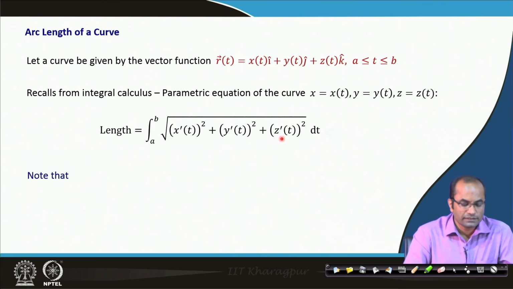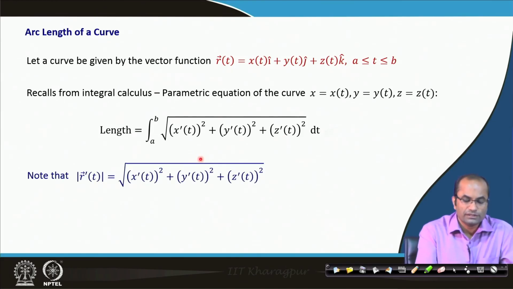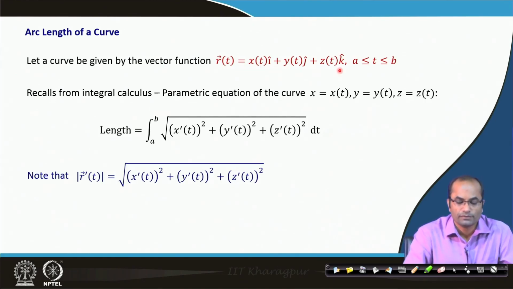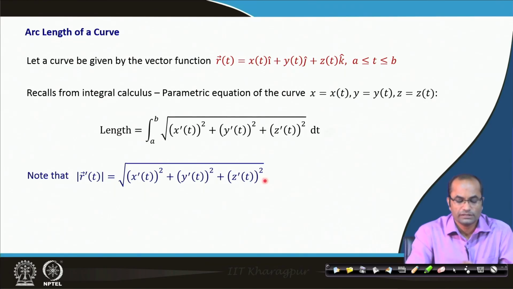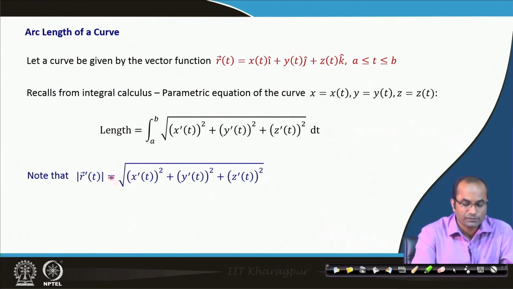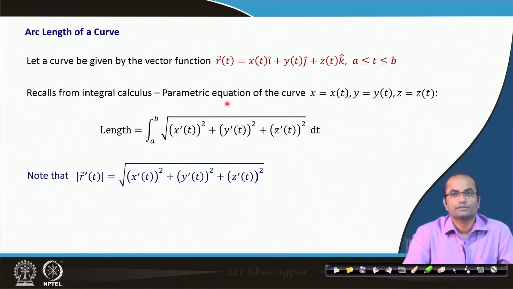Now, in this vector setting, what we should note is that if r(t) is the curve given by the equation x(t) i plus y(t) j plus z(t) k, then the magnitude of its derivative can be evaluated as the square root of the sum of the squares of these derivatives, and this is precisely the integrand of the formula used for the calculation of the arc length of a curve.